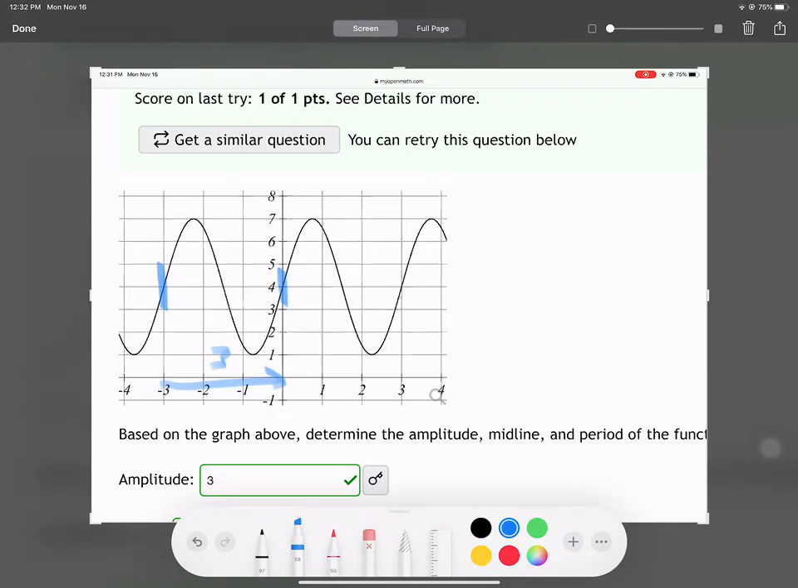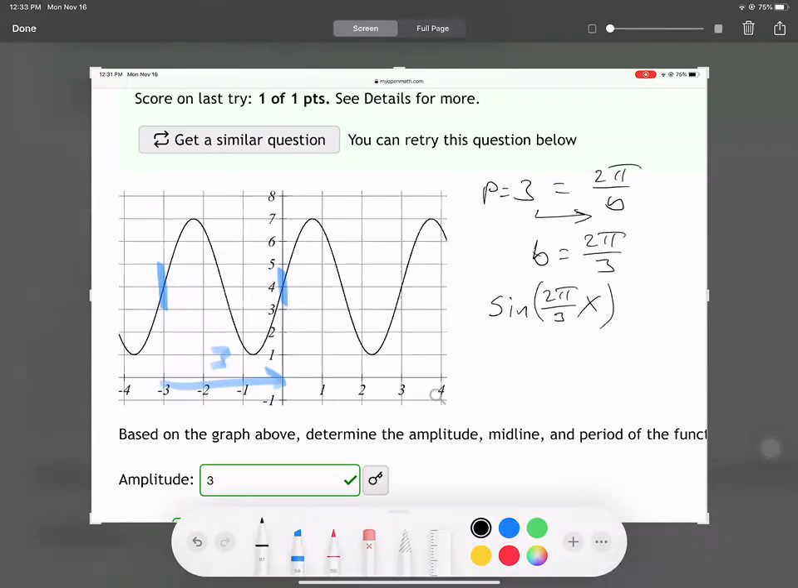Now the hard part is going from the graph back to the b value. Sure, the period is 3, but don't we have an equation, 2 pi over b? To go backwards and write the equation, we swap: b is equal to 2 pi over 3, and that's our b value, sine of 2 pi over 3 x. What's the d value? We said the d value was 4, and the amplitude was up 3, down 3. This is the original equation of this problem.